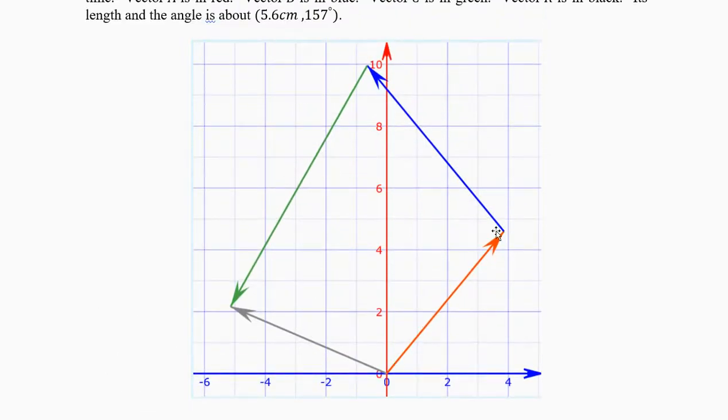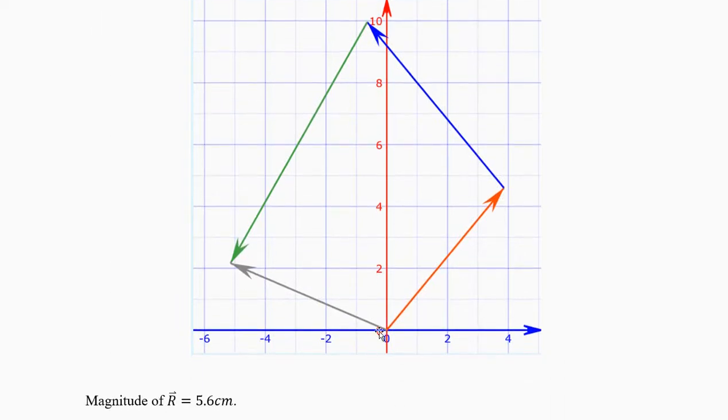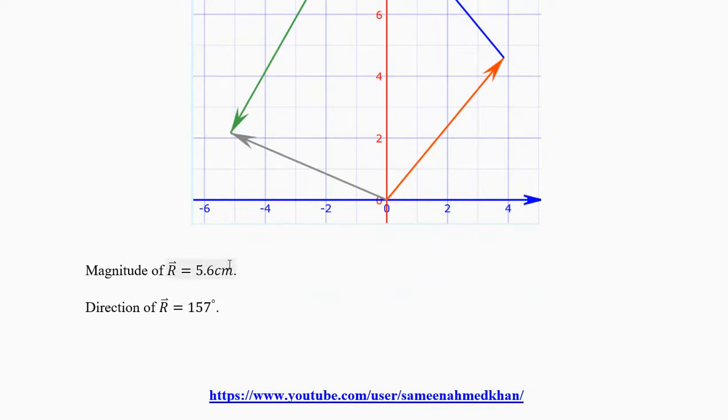Now you have gone like this, like this, like this. The result will be small because you have wasted by going in the wrong directions. If you go directly, it is a small distance, the displacement is very small, and this displacement from the diagram looks like 5.6 centimeters, and this full angle is 157 degrees.